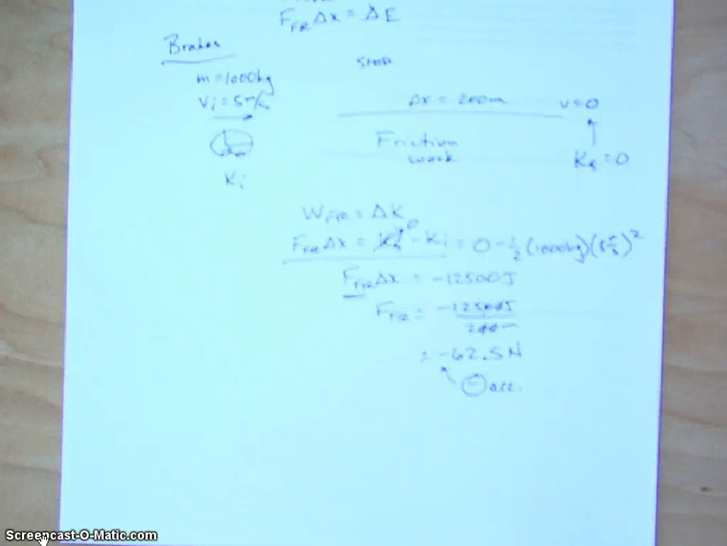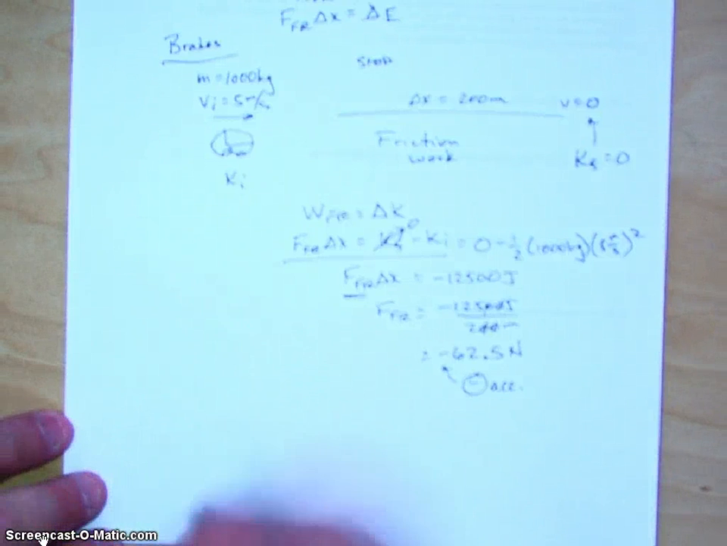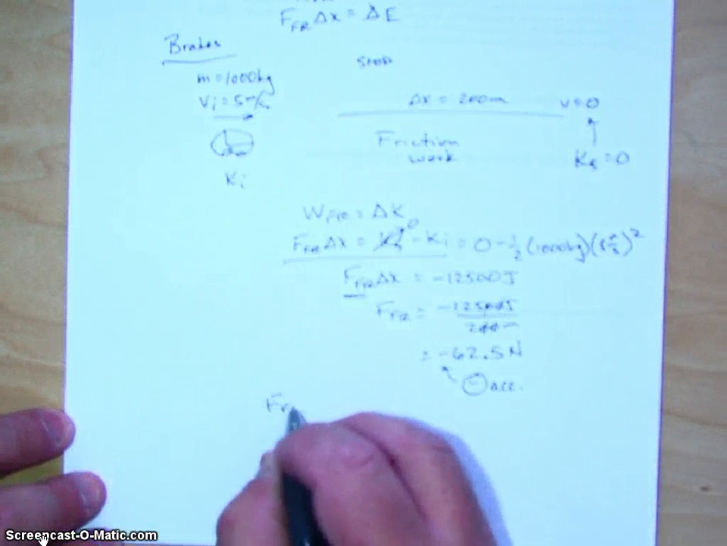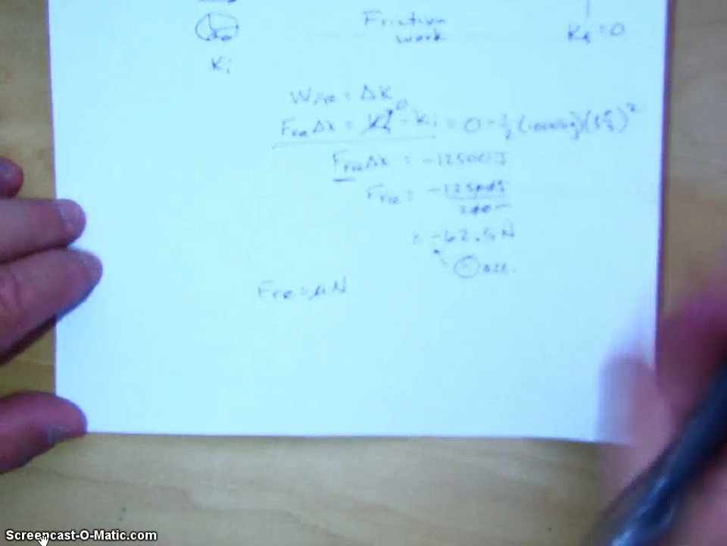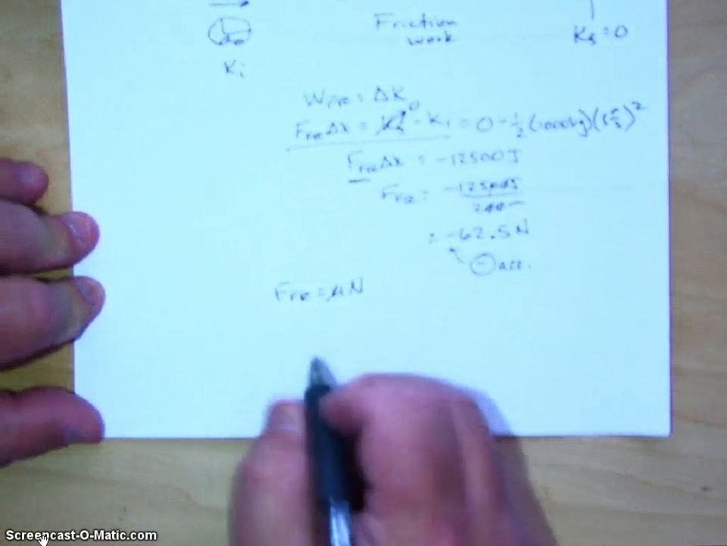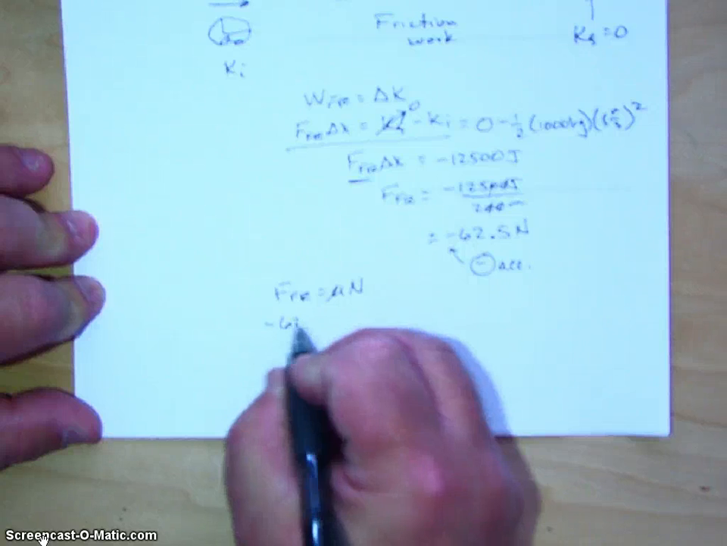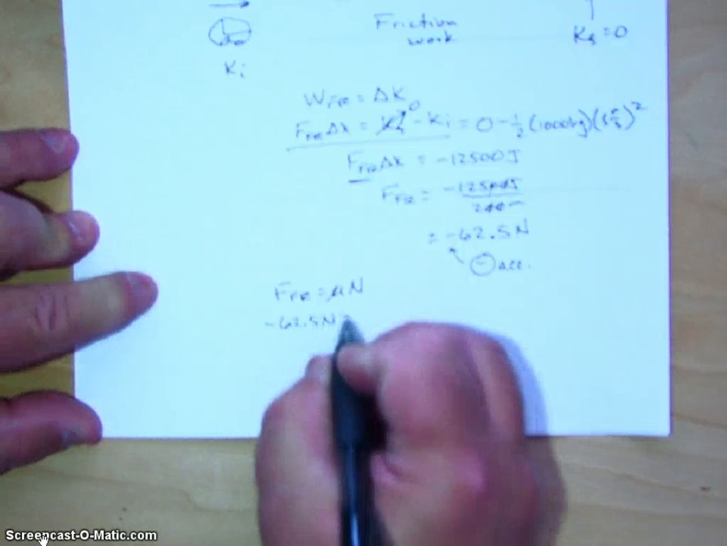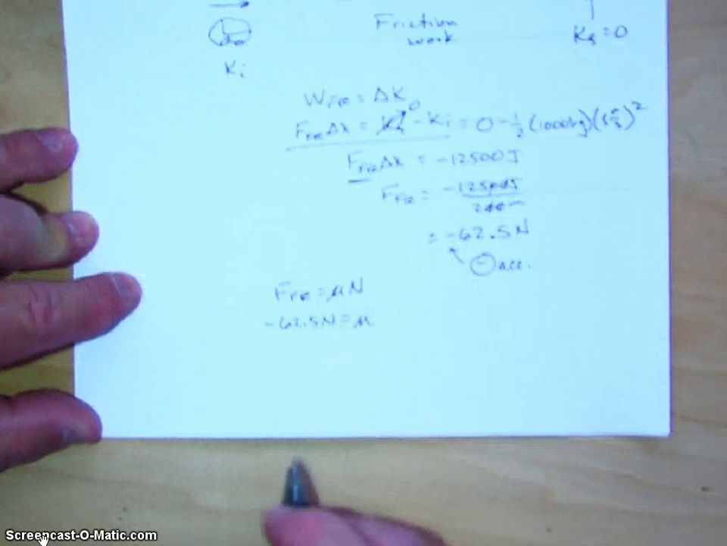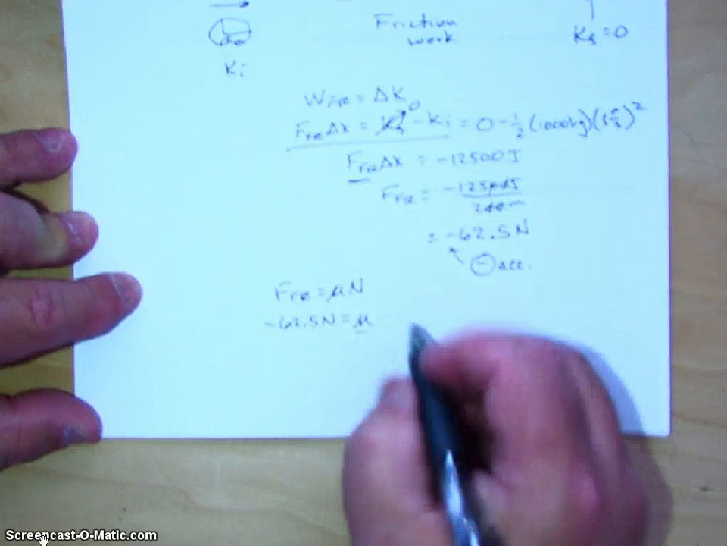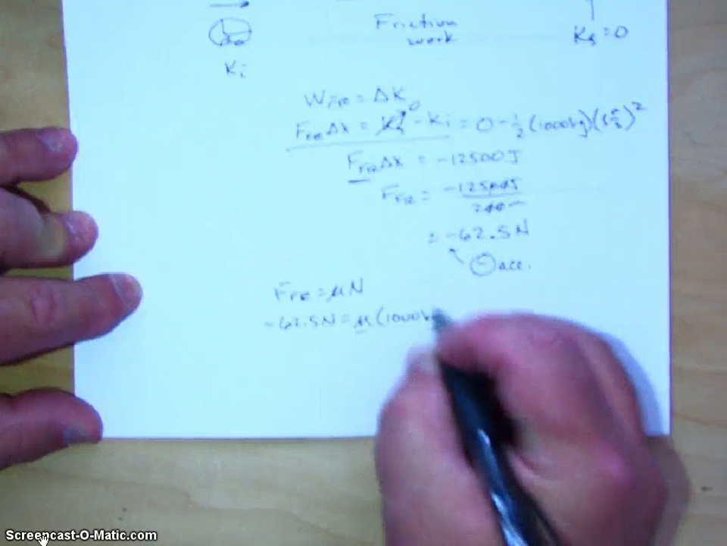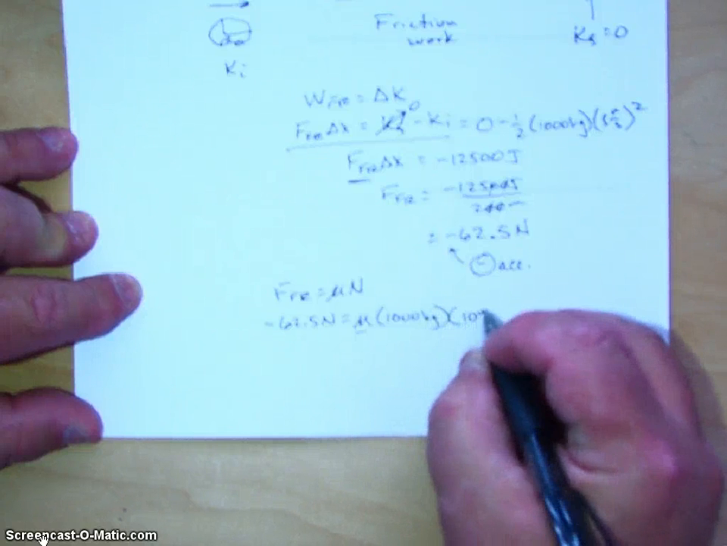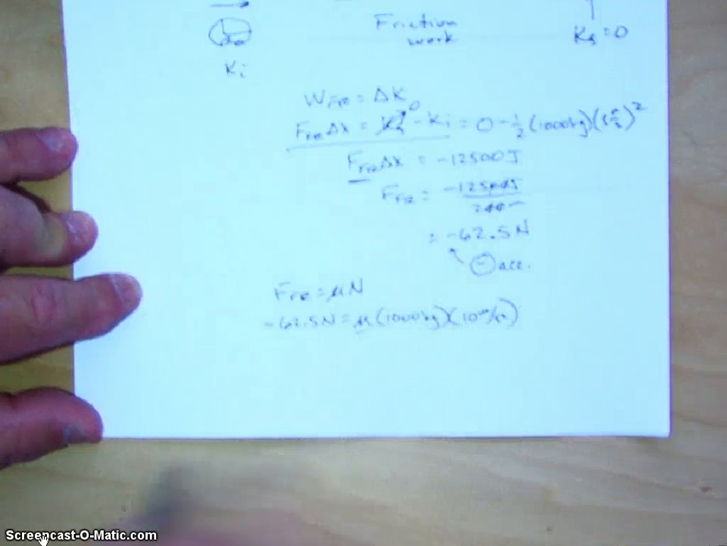Now, here's the case where you can go a step further with that. We know that the force of friction is equal to mu times the normal force. Friction is fun. So therefore I can go a little bit farther with this. The force of friction we know is negative 62.5 newtons is equal to mu. So I want to find mu now. Times the normal force. Well, that's going to be 1,000 kilograms times 10, or 9.8. And that allows you to solve it.